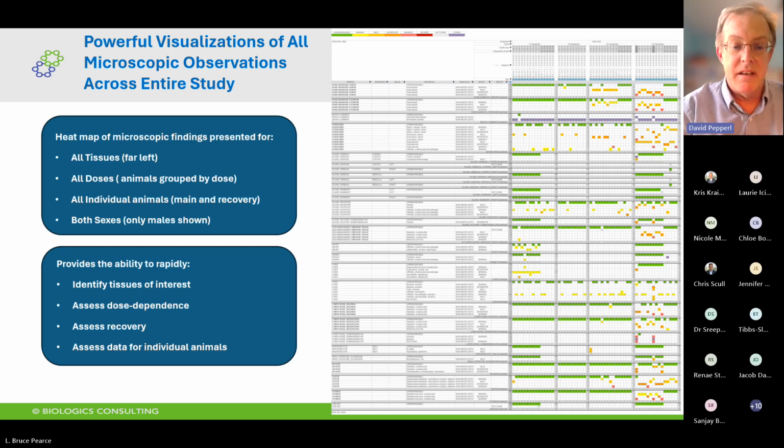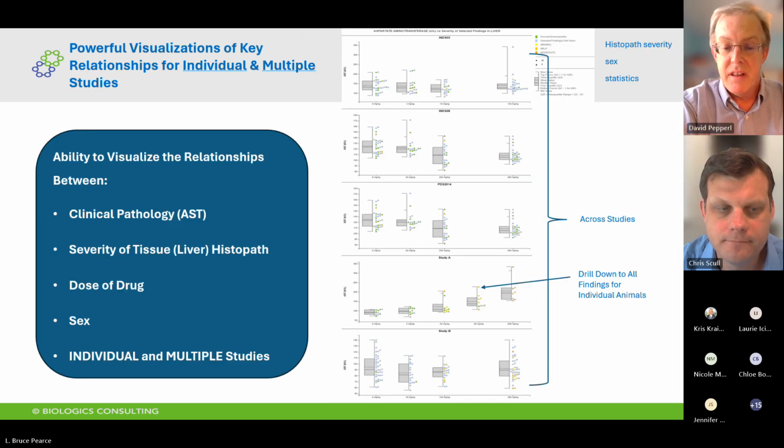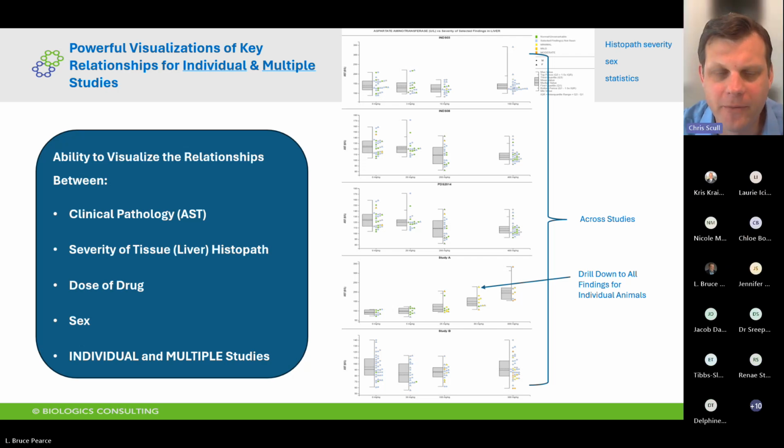Now, keep in mind that this visualization is just a single visualization for the histopathology findings from a single rodent study. Next, my colleague Chris Scull is going to highlight one of the real utilities of looking at your SEND data in this way, the ability to correlate data across different study endpoints and even across different studies. Chris? Thanks, David. As you can see here, it's another great example of how we can start to look for relationships within your tox study data using this tool.